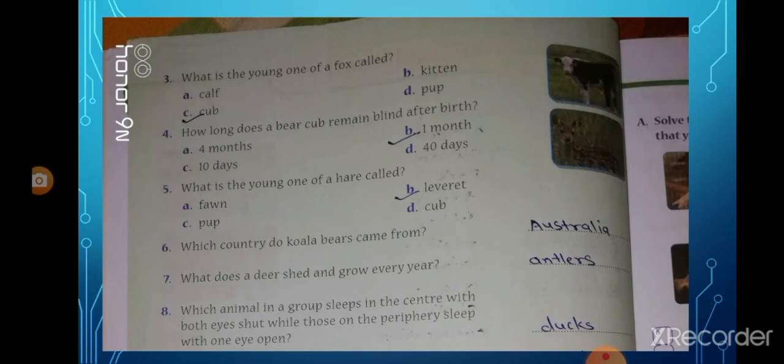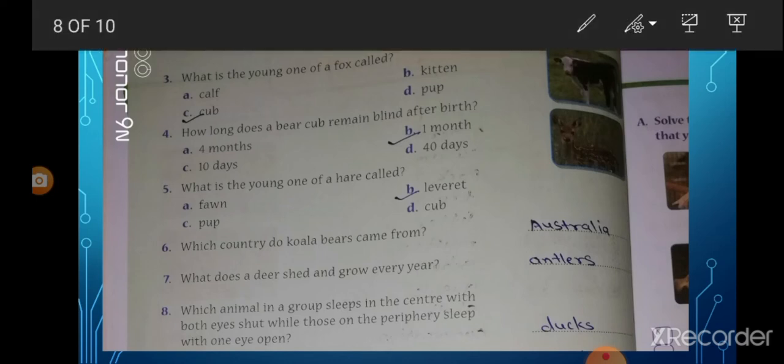The next question is question number 6. Which country do koala bears come from? The koala bears come from the country Australia. So the correct answer is Australia.